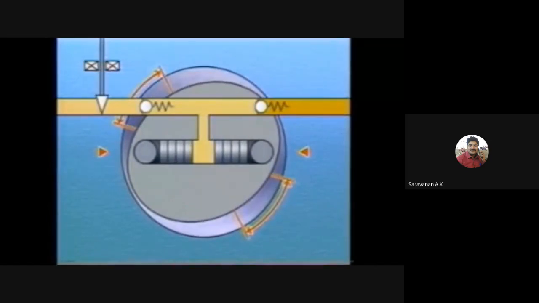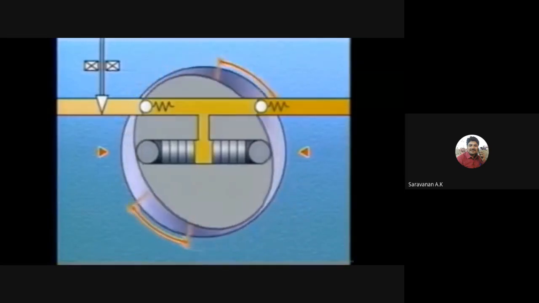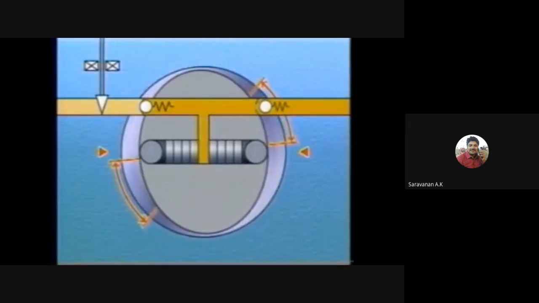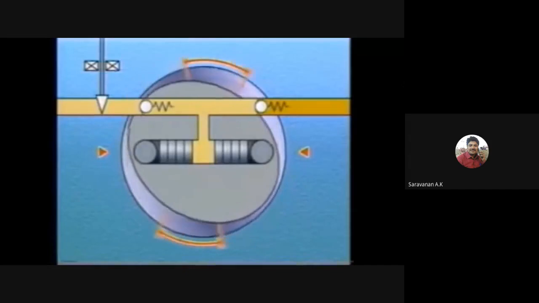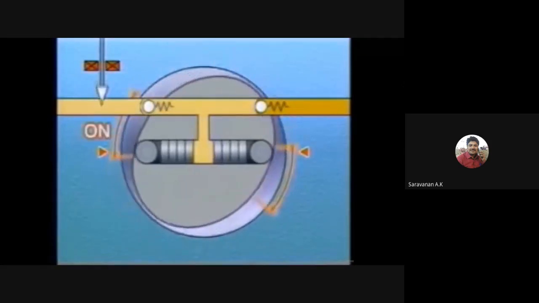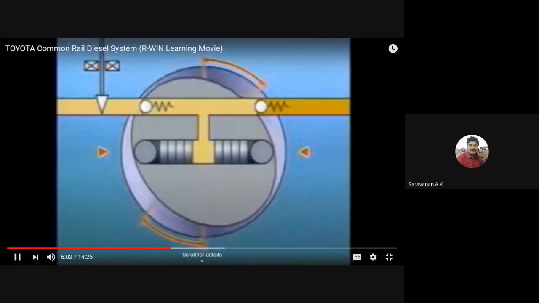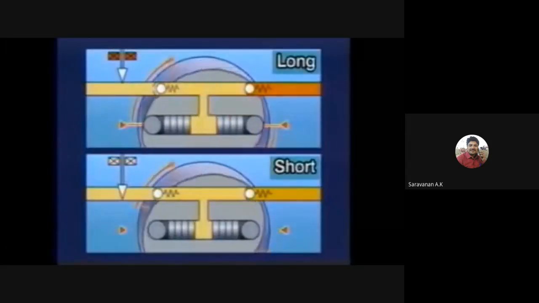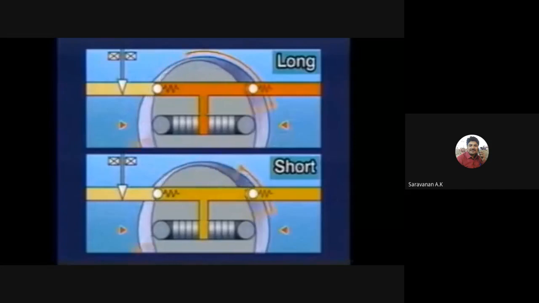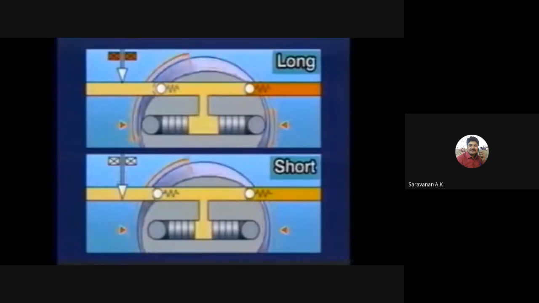During the suction stroke, the shorter the SCV remains open, the smaller the volume of fuel that enters the pump plungers. And because only a small volume of fuel is pumped, the fuel pressure becomes low. In this manner, the ECU controls the opening of the SCV so that an appropriate fuel pressure can be reached.